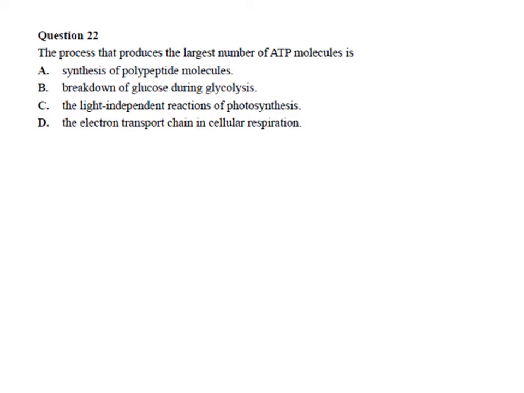So A, the synthesis of polypeptide molecules. That basically means during the process of making proteins. Now we've looked at this, protein synthesis, that does not produce ATP. That needs ATP, it needs energy, so it's not that. B, the breakdown of glucose during glycolysis, so we just looked at this, and this does produce ATP. 2 ATP are made in that process, so it could be that.